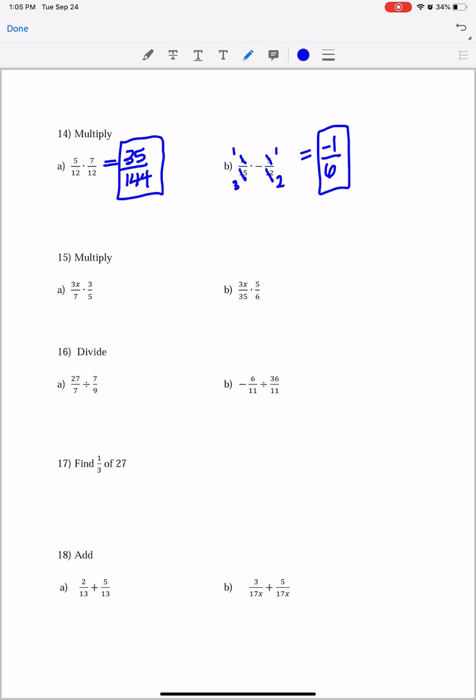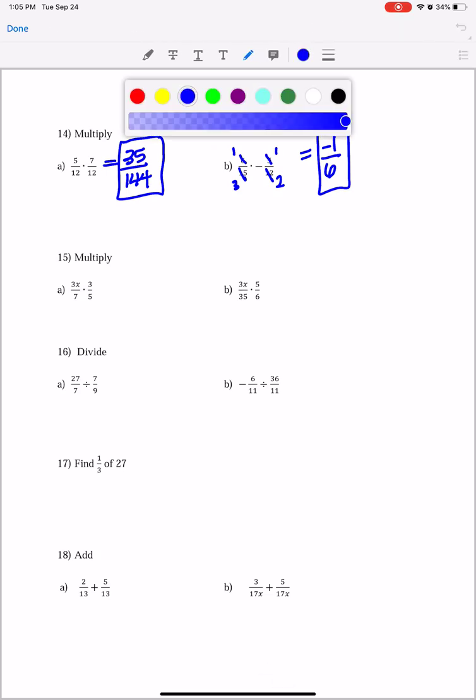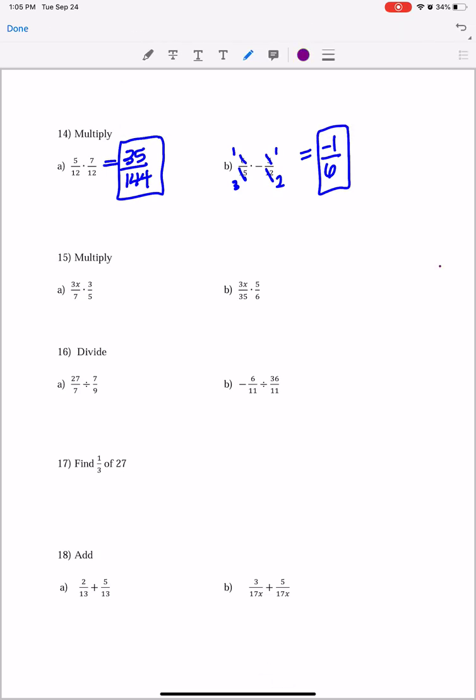Okay, the other way to do it is to multiply straight across. And I'll do that down here, but I'm going to end up erasing it. So if you just go straight from here, we got 15 times negative 5 over 12. Multiply straight across. 6 times negative 5 is negative 30. 15 times 12.